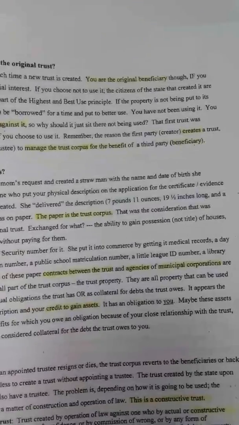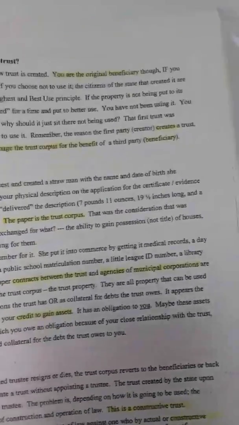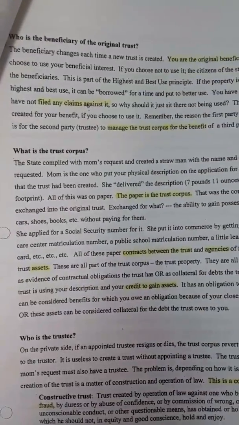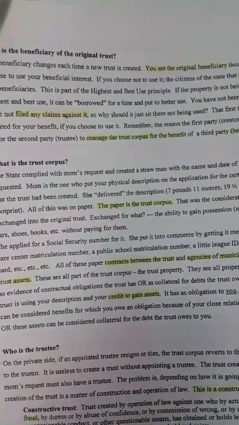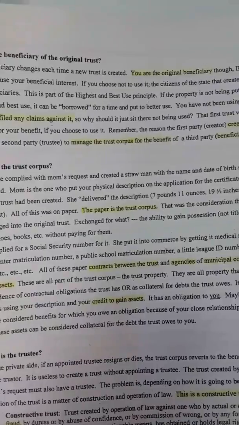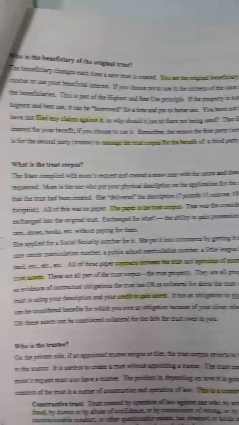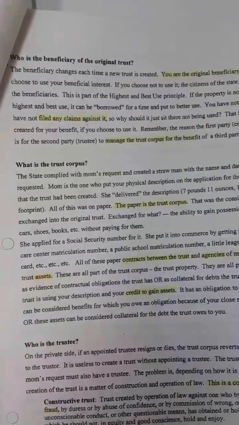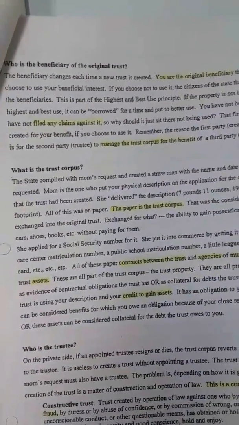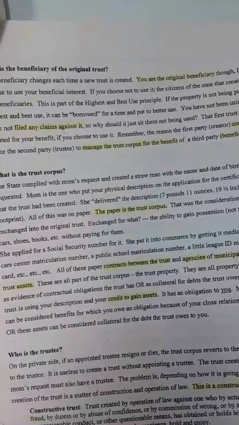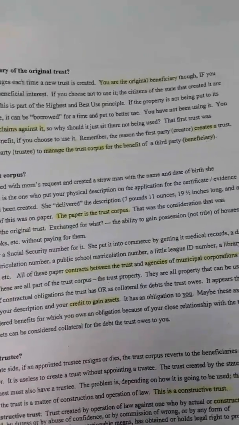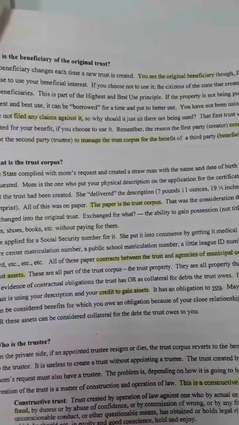Remember, the reason for the first party created a trust is for the second party trustee to manage that trust corpus for the benefit of the third party beneficiary. See that? So it's told you right there that you're the trustee. They made it for the trustee to manage the trust corpus for the benefit of a third party beneficiary, which is not you.